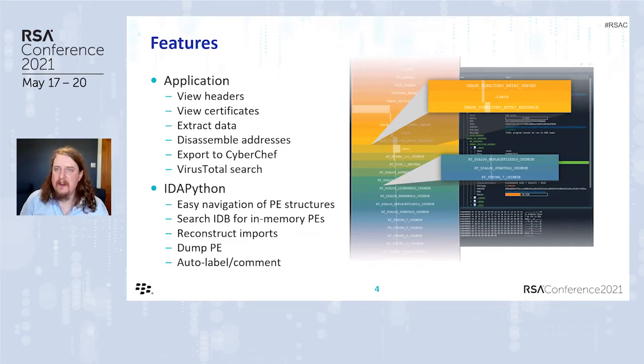Then we have an IDAPython plugin, which is really where P-Tree started. Not only does it allow you to navigate the structures of PE files within an IDB, it also works well with memory mapped PE files. In fact, you can even search an IDA database, find MZ PE headers, pull out the executables, reconstruct them, rebuild them, and dump them with a new imports table, as well as auto-labeling and commenting a lot of structures and details from the PE file back in the IDA database, which is pretty handy.